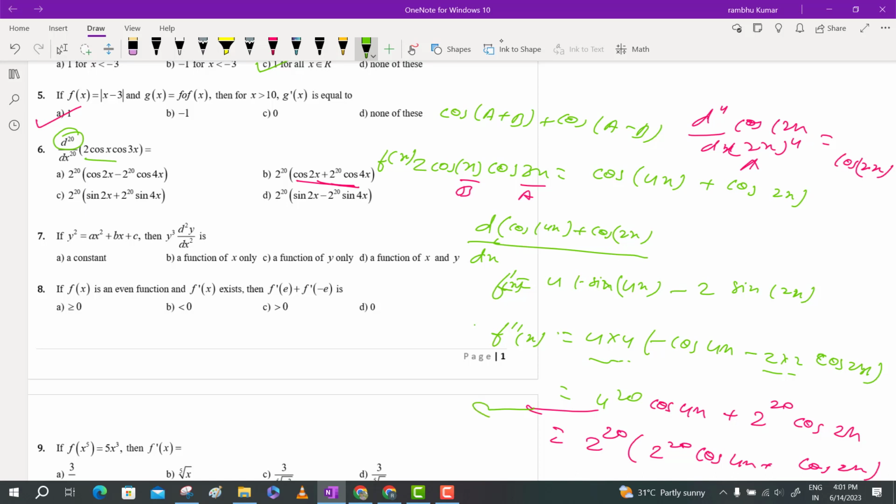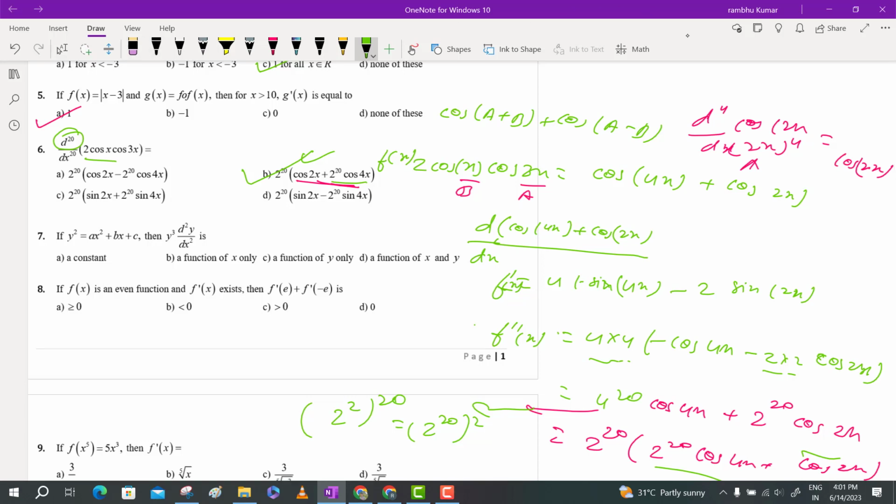This particular thing you can write as 2 to the power 2 to the power 20, which is nothing but 2 to the power 20 to the power 2. So 2 to the power 20 came out. Now here option C is written, so this is here and this is here. So option B is the correct option.